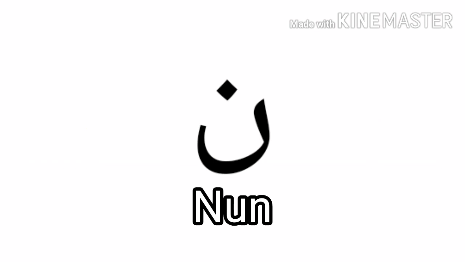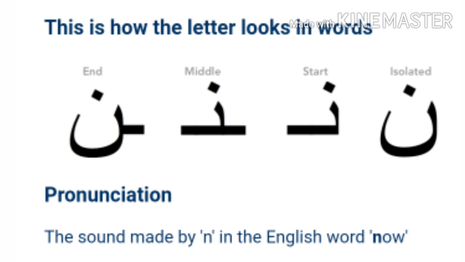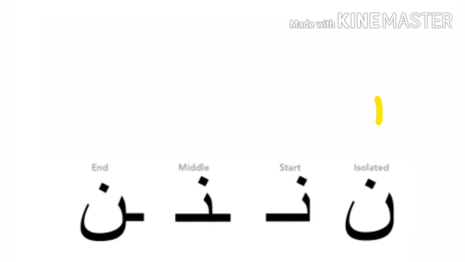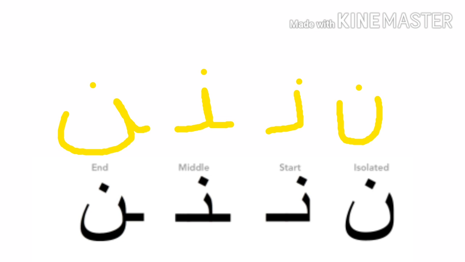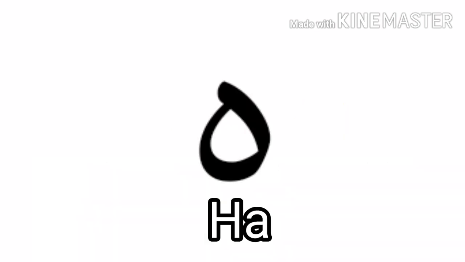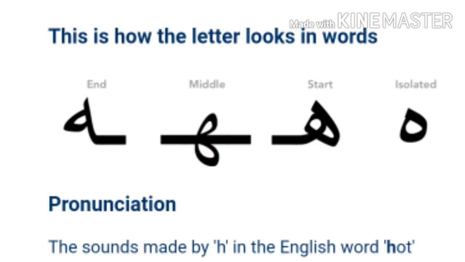Next is noon, which is like the ba, but with a dot on top, and it sounds like the N. So here is how to write them in all the forms. Next is ha, which makes the H sound, and it is basically a circle. So here's how to write them in all the forms.